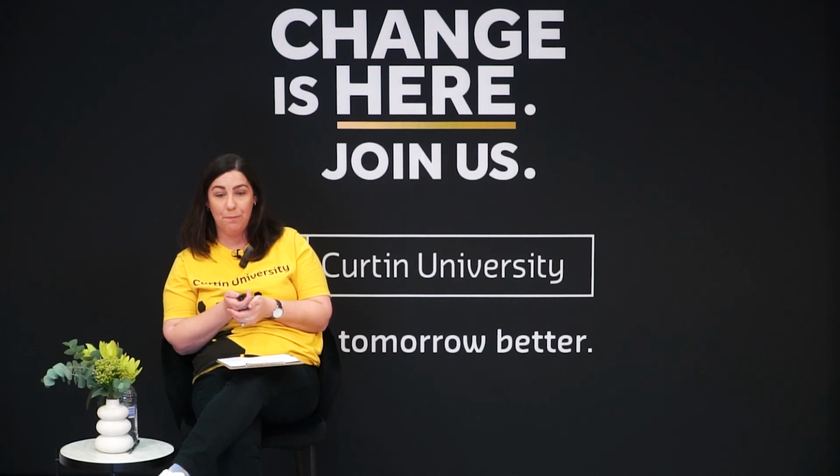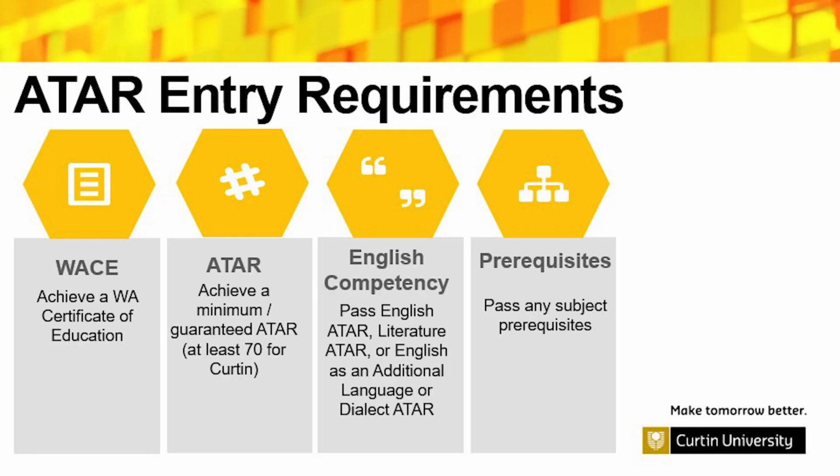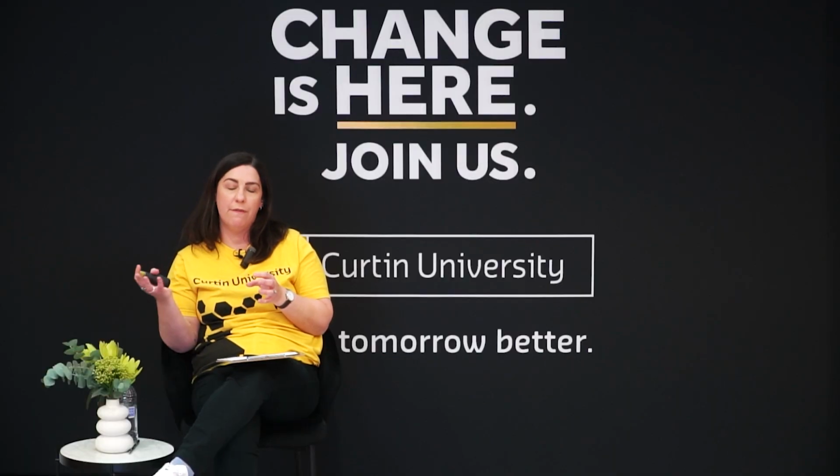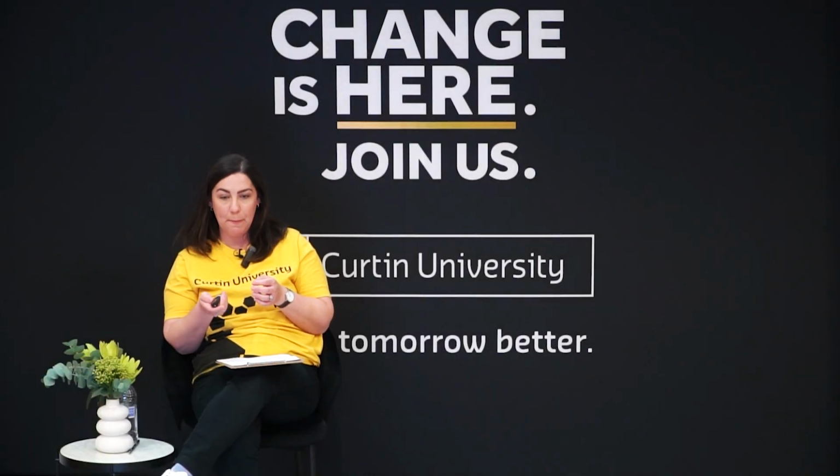So for an ATAR entry requirement, you'll be looking to achieve your WACE, your West Australian Certificate of Education. You'll be looking to achieve at least a minimum of 70. All the different universities have different minimum entry criteria. Curtin has 70 and English competency. There are 2 main things. Far and beyond that, some of our more competitive courses, as mentioned, will have prerequisites. So that's the ATAR entry requirement in a nutshell. You want to get your WACE, achieve at least the 70, achieve your English competency, and then far and beyond that, if you need to get a different prerequisite.